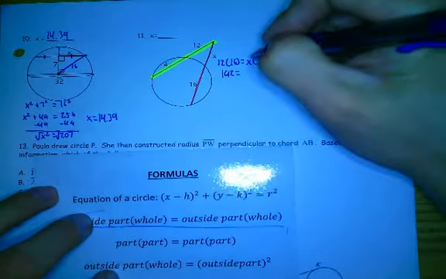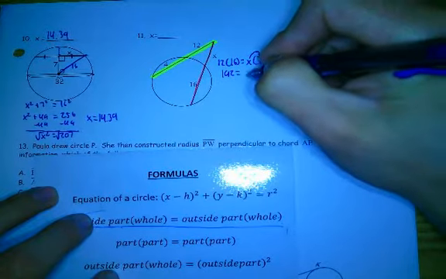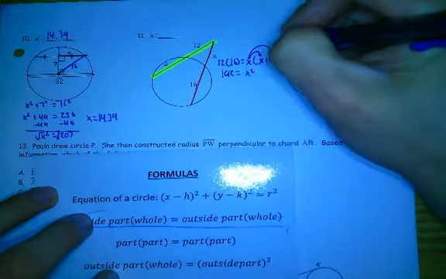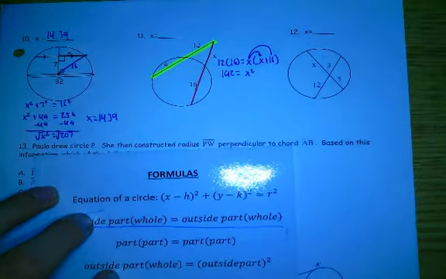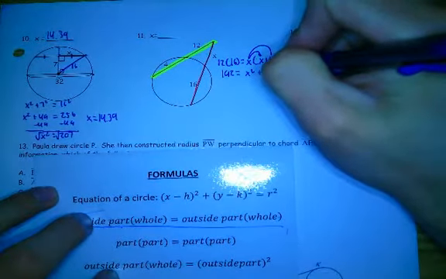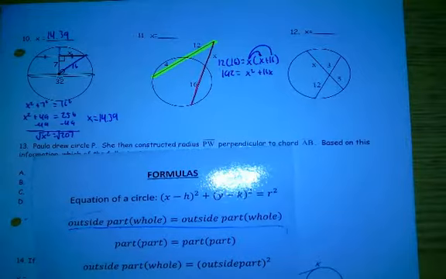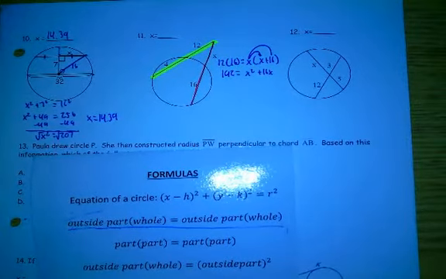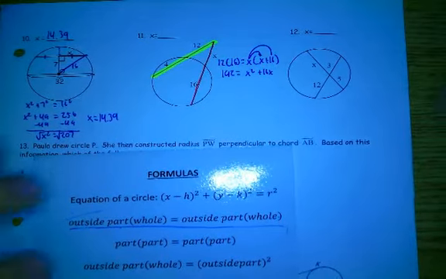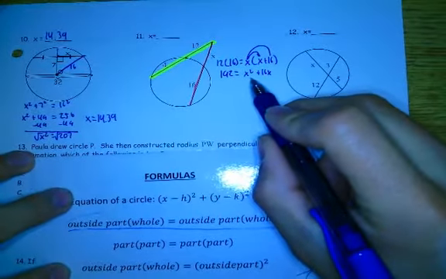From here, it all depends on your algebra skills. You have a quadratic, which means that you have x to the power of 2. If you recall, the way to solve a quadratic is by bringing everything to one side and making it equal to 0. So I'm going to subtract 192 from both sides.